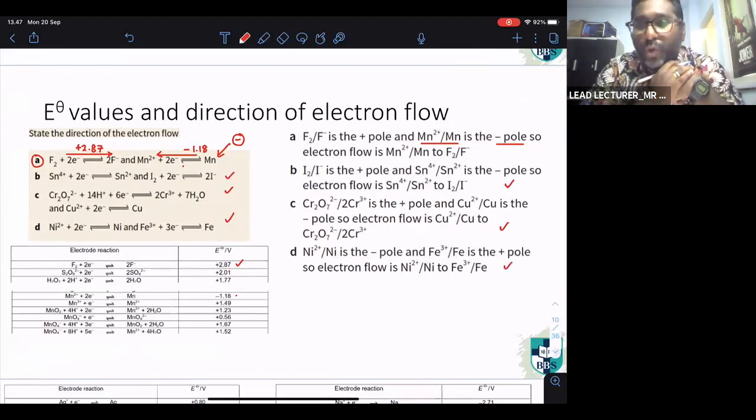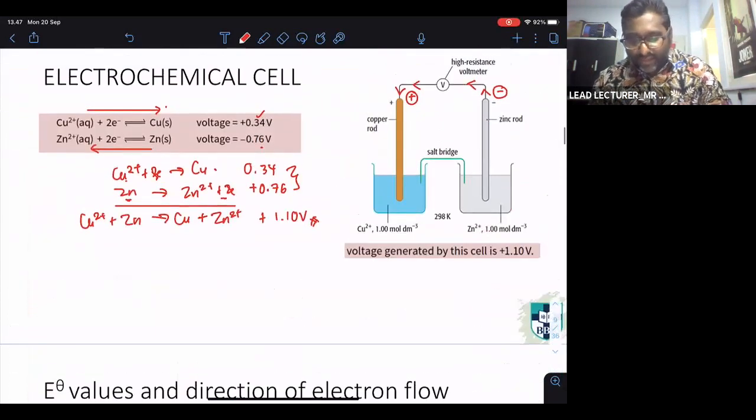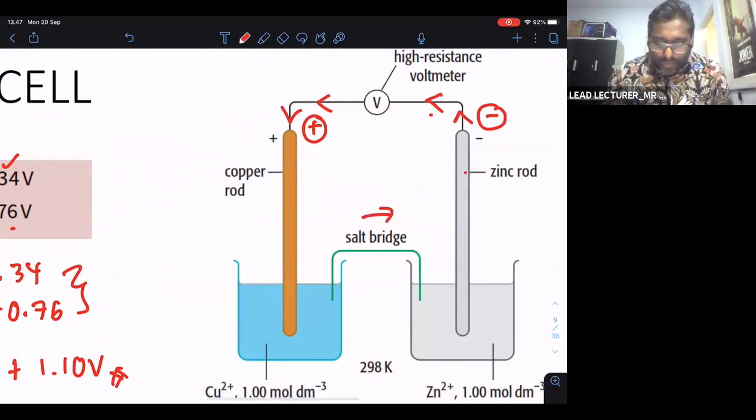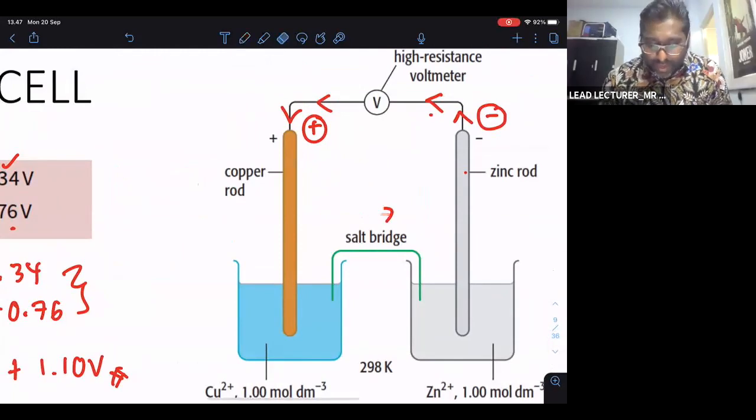So that is how to identify the movement of electrons, but there is something to always remember. When they ask you to indicate the direction of electron flow, always indicate the direction on the external circuit, which is your wire. You don't go and indicate that the electron is going to go here, then it will go here. Don't do that, because always remember, electrons always flow in the external circuit.